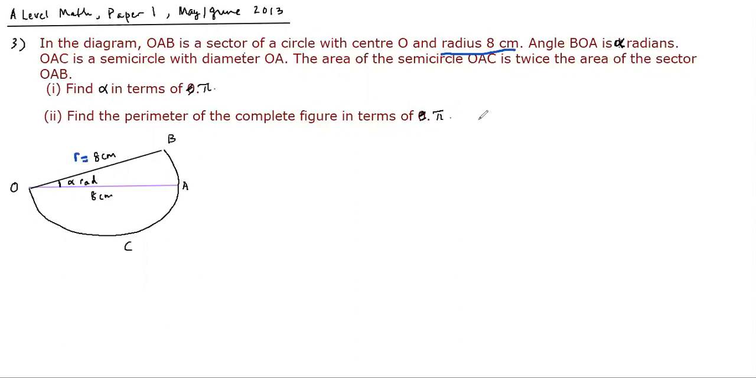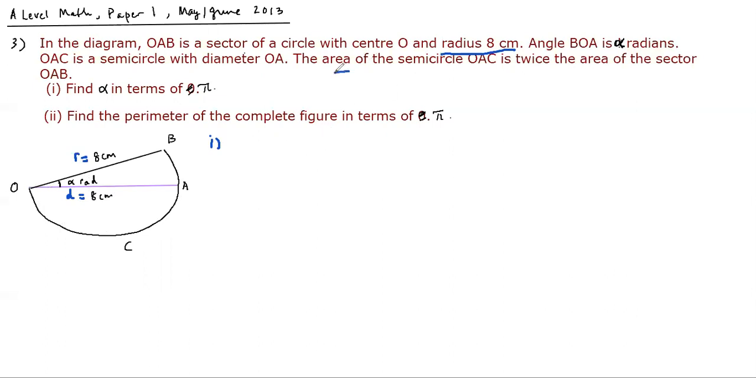Angle BOA is alpha radians. So you have alpha radians as an angle. And OAC is a semicircle with diameter OA. So this 8 centimeter is the diameter of a semicircle. In fact, the radius of this semicircle is 4. Part 1, you are asked to find alpha in terms of pi.